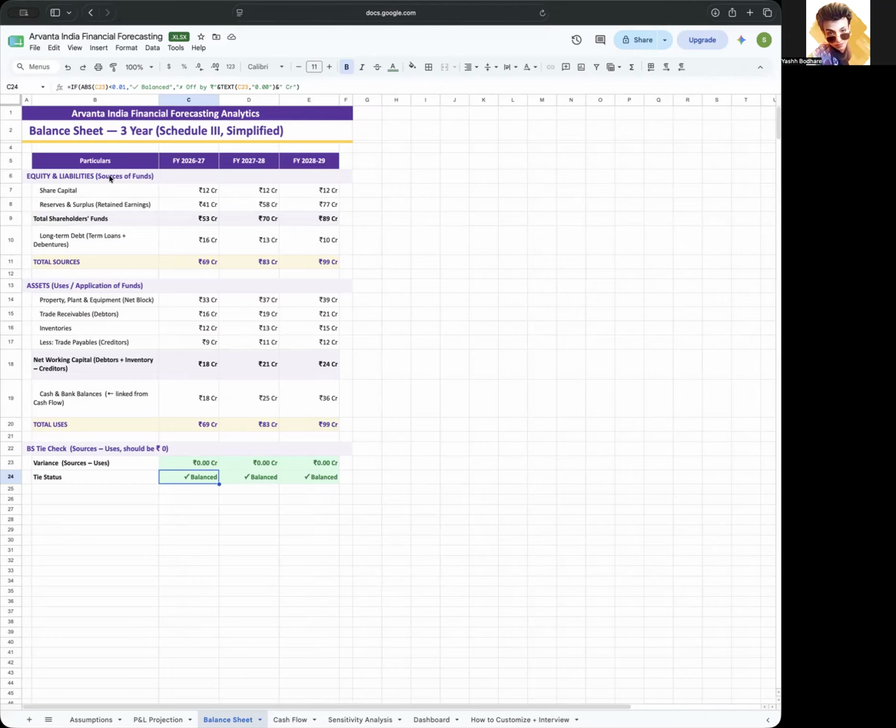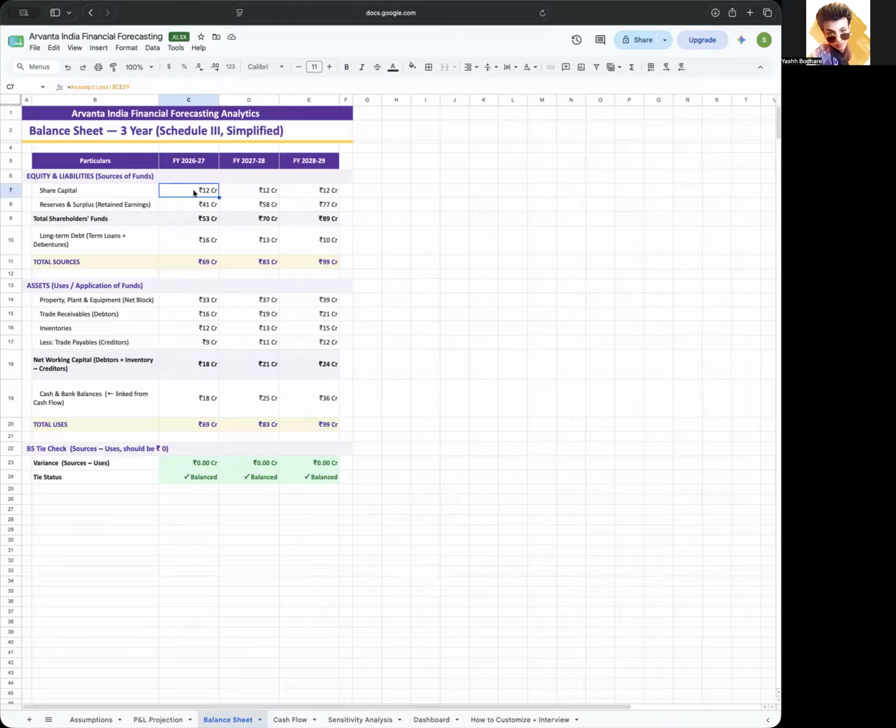So, equity and liabilities. Now, let's begin with share capital. Share capital represents the money invested by owners or shareholders of the company. So, the company starts with 12 crores of equity capital. You'll notice that this value remains constant throughout the forecast years. That simply means that the company is not issuing any new shares and is not buying back existing shares. The ownership structure remains unchanged throughout the forecast period.